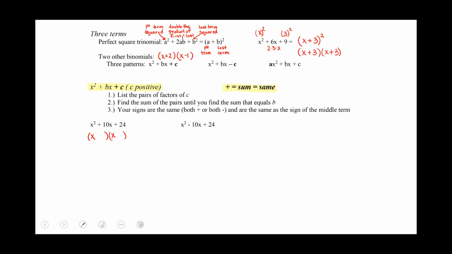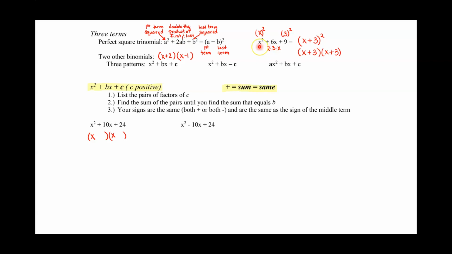Now, there's one little shortcut that you might want to use before you even start looking at, is my constant positive, is it negative, is my A value 1 or not? And that is something called a perfect square trinomial. If you happen to notice that your first term is a perfect square and your last term is a perfect square, then you might want to check your middle term to see if it is double the product of the first and the last. Let me show you what I mean.